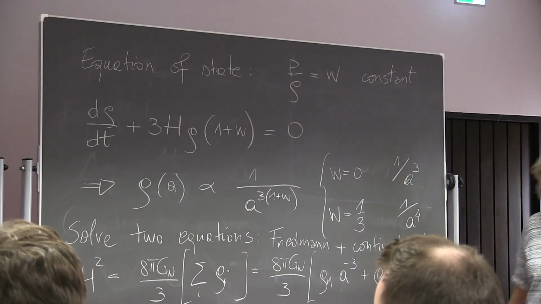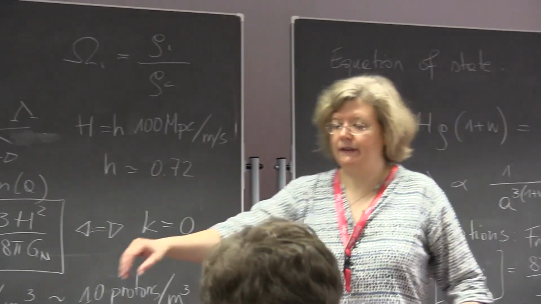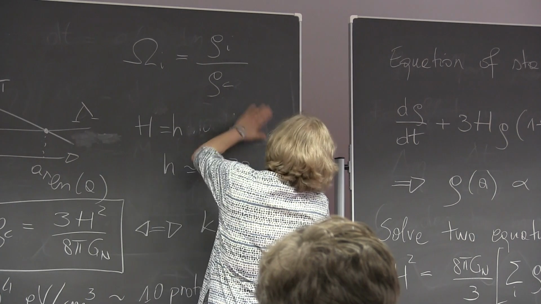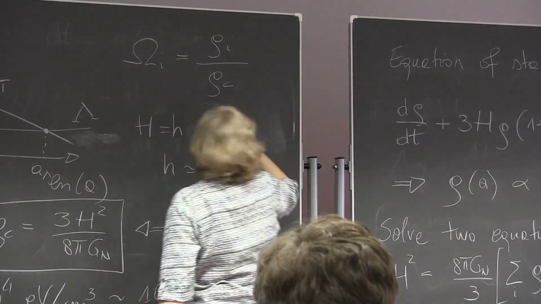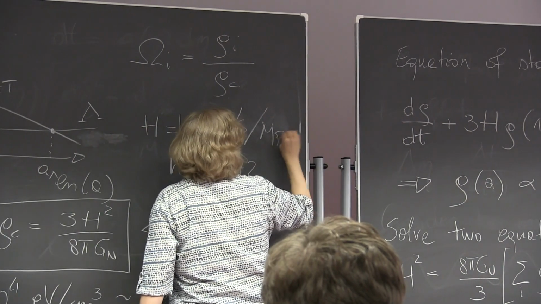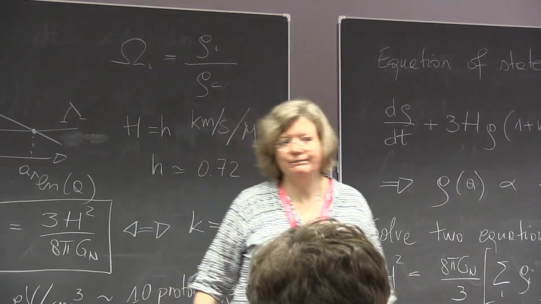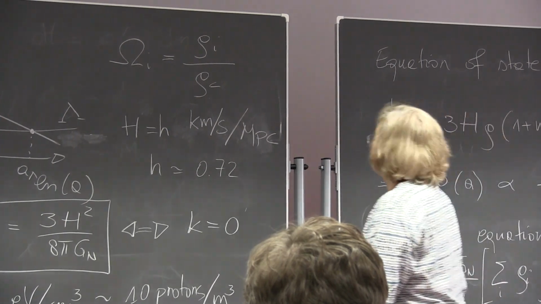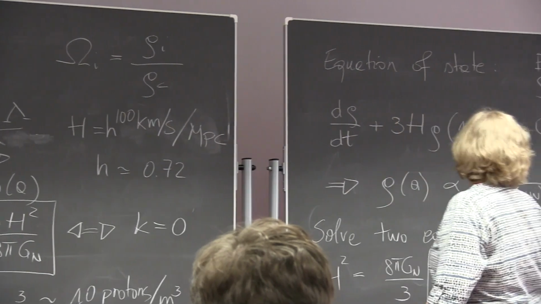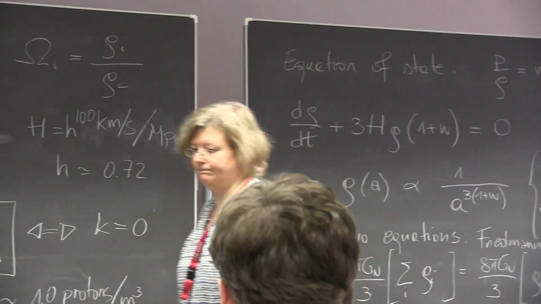It's kilometers divided by second divided by megaparsec, no? Yes, because this is exactly the Hubble law. The 100 is still there. Yes, 100 kilometers per second per megaparsec.